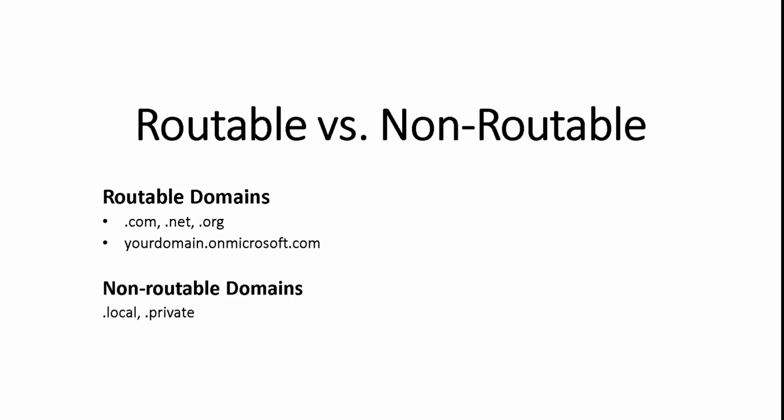So in this video, I'm going to configure a non-routable domain to a routable domain. With Office 365, your user UPN needs to be a routable domain. The routable domain should look something like this. The .com or .net or .org is one of the examples, and also your domain on Microsoft.com. The non-routable domain is more for your on-premise Active Directory, like the .local, even .private.